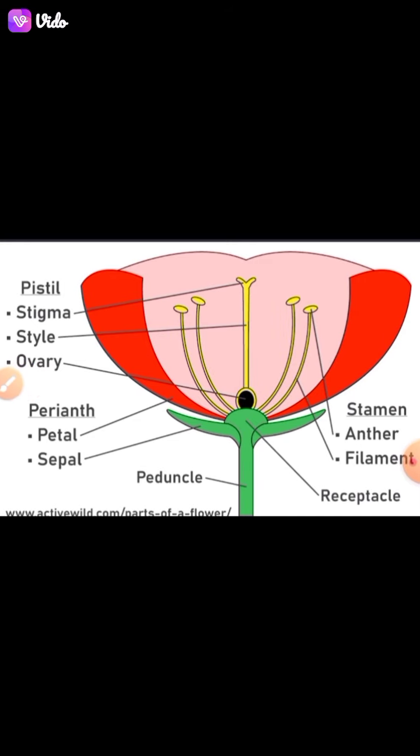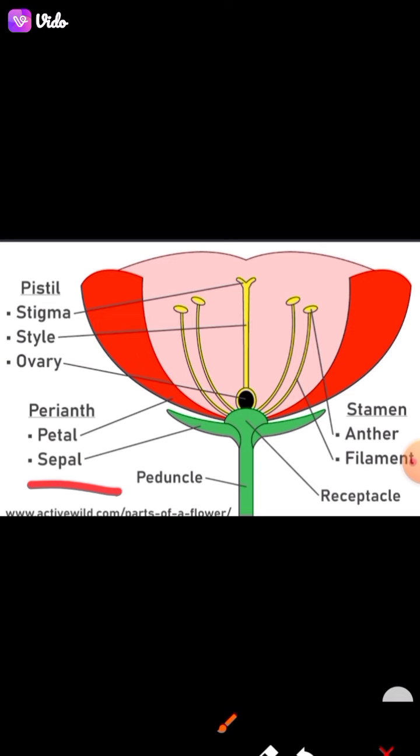So firstly we talk about the peduncle. Peduncle is the basal part of the flower. It is the stalk of the flower. Now talking about the receptacle. Receptacle is the part of the flower stalk where the parts of the flower are attached, as you can see here. Now moving on to the next part, that is sepals.